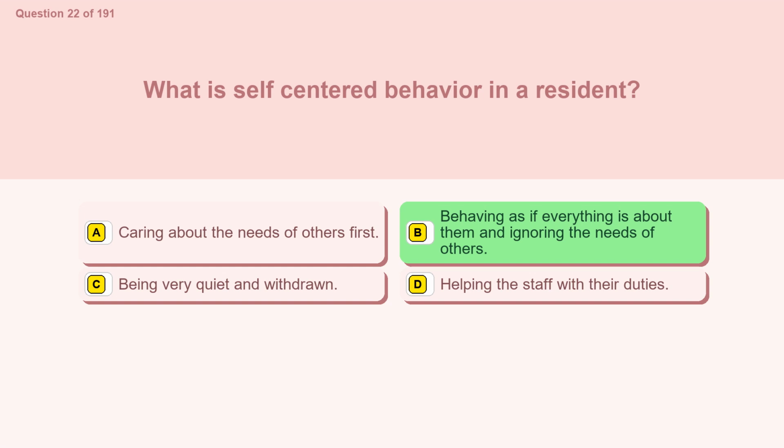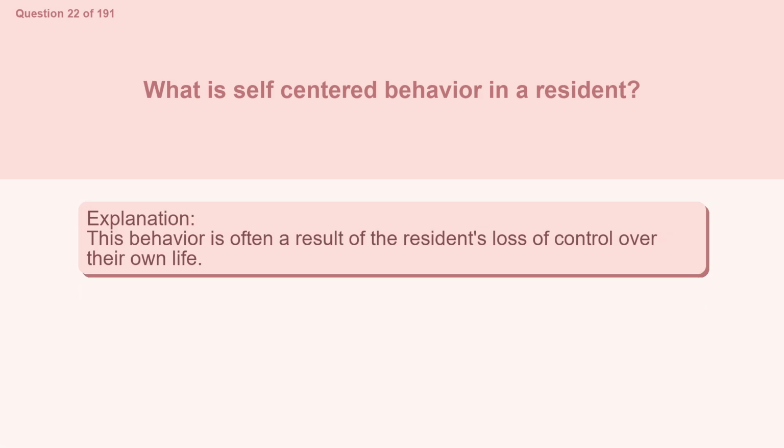The correct answer is option B. Behaving as if everything is about them and ignoring the needs of others. This behavior is often a result of the resident's loss of control over their own life.